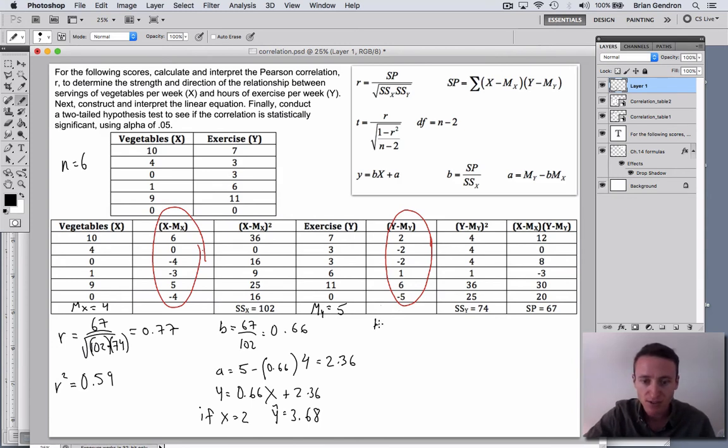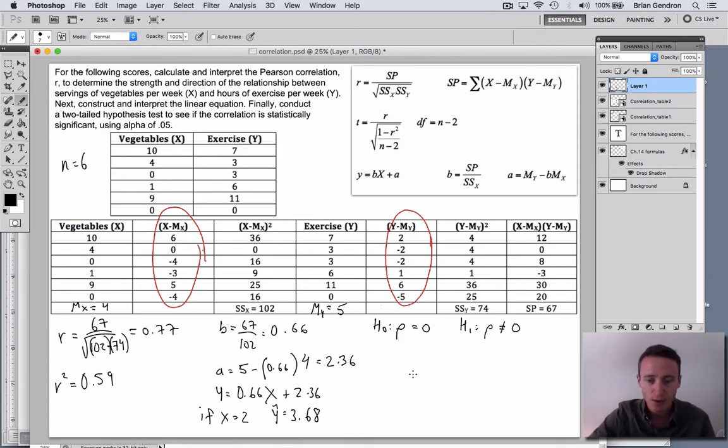So your hypotheses look like this. The null hypothesis says that the population correlation is equal to 0. And this symbol right here is rho. It looks like a P. It's the Greek symbol rho, which is the symbol used for population correlation. And the alternative hypothesis, H1, is saying that the population correlation is not 0. It is a statistically significant correlation. It's not 0.